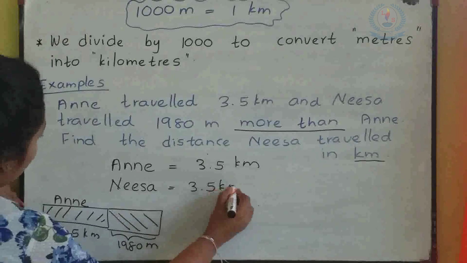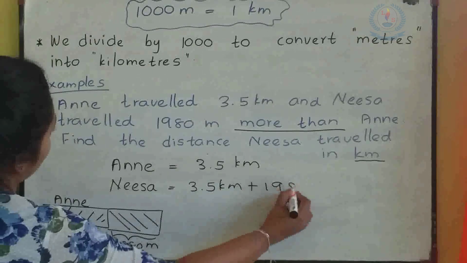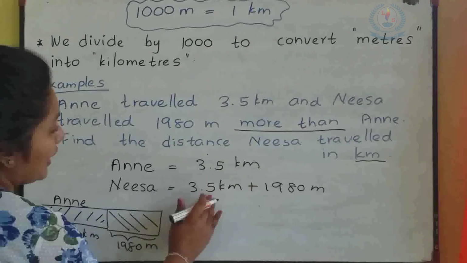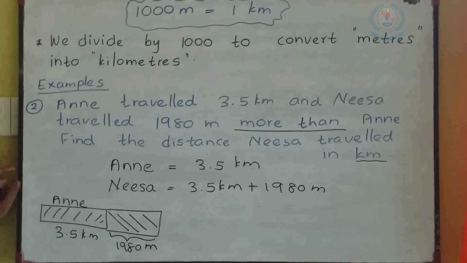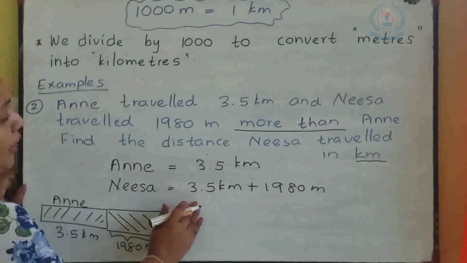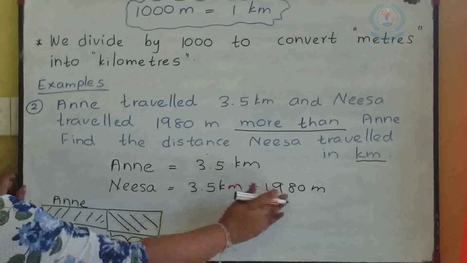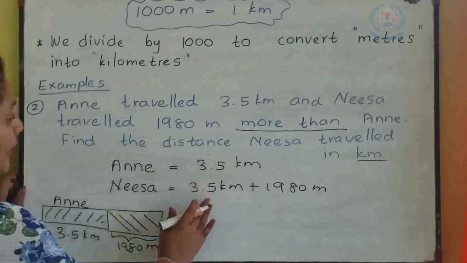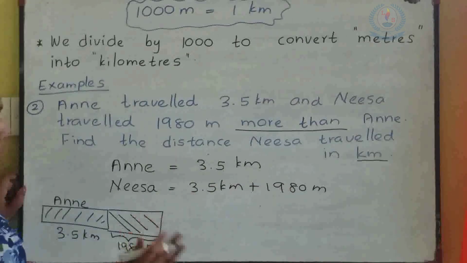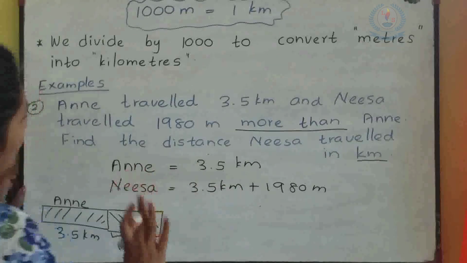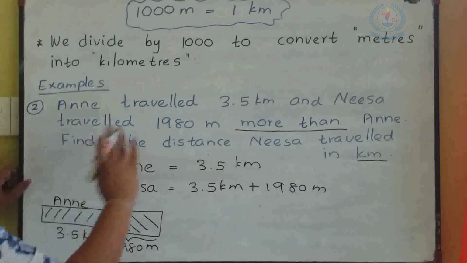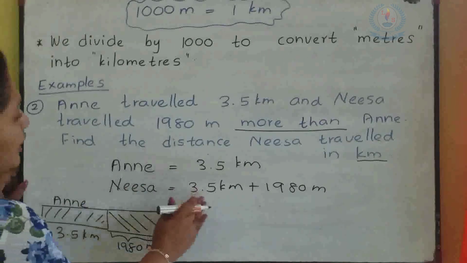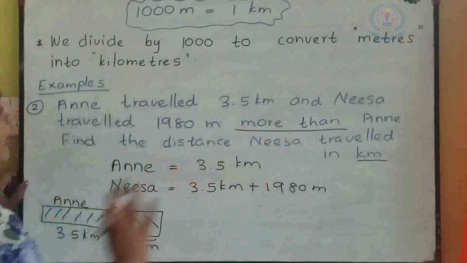3.5 kilometers plus 1980 meters. Can we add these two values directly? Can't. Why is that? The first value 3.5 is given in kilometers and the second value is given in meters. We can't add values with different units, so we can't add these two values directly. But in the question, they are asking the answer in kilometers. So it's better to convert that meter value into kilometers.